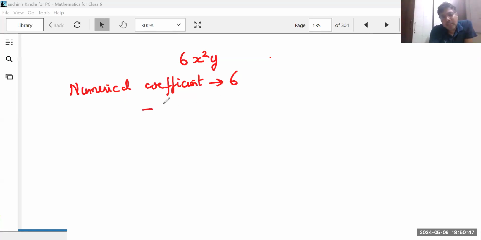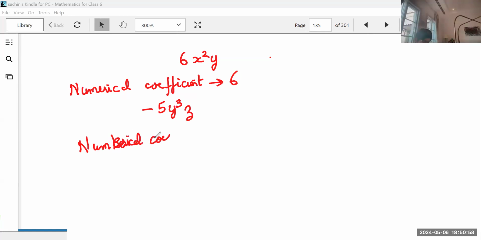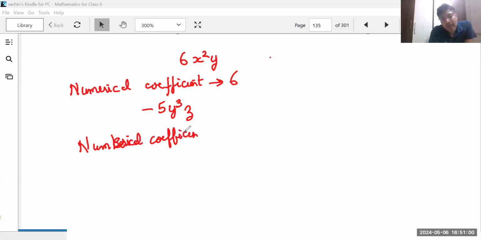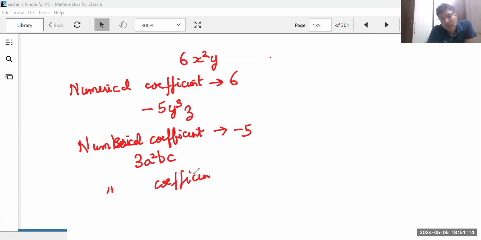Let me take one more example. Minus 5y cube z. What is the numerical coefficient? Minus 5. So the numerical coefficient is minus 5. One more example: 3a square bc. What is the numerical coefficient? 3. One more example, the last one.